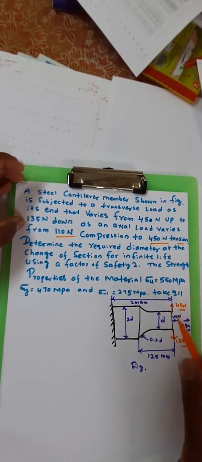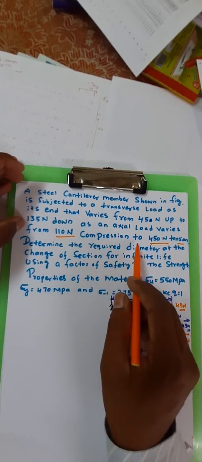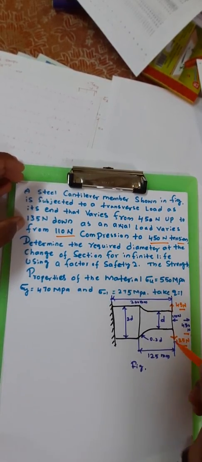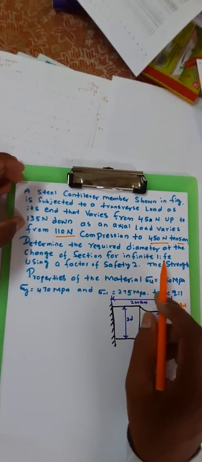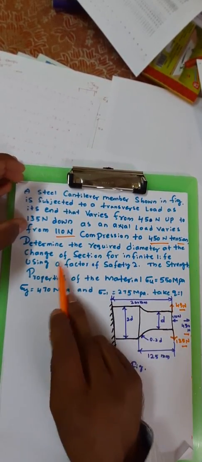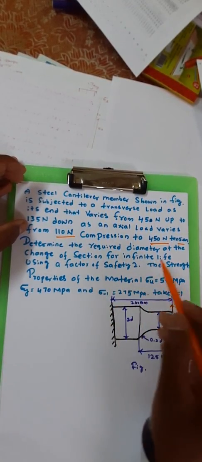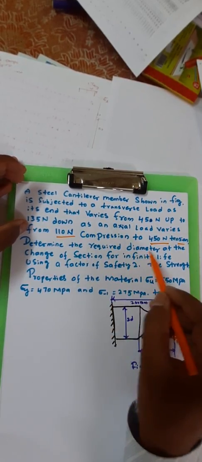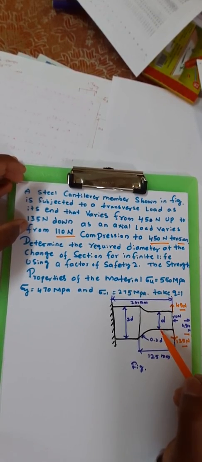So what is that load? An axial load varies from 110 newton compression to 450 newton tension. Here what we need to do is determine the required diameter at the change in cross section for infinite life. This is the change in cross section of this steel cantilever beam.